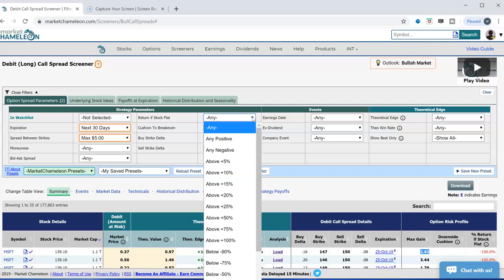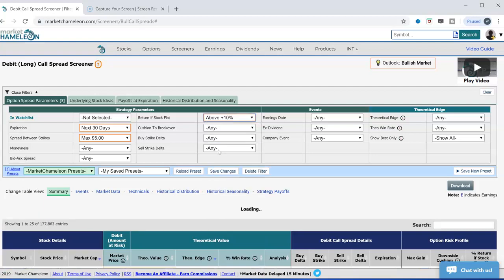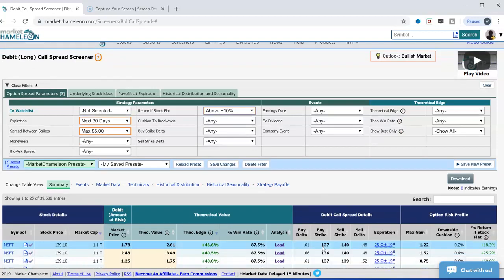In other words, if you have an in the money call spread, the stock doesn't even have to go up. As long as it's right at the same level at expiration, or a little bit higher, maybe even a little bit lower, you can still make money. So let's take a look at that, and I'll put 10% just as an example here. What it will do is look for call spreads that yield at least 10% if the stock is flat at expiration or higher. And then we'll take a look at what that means.